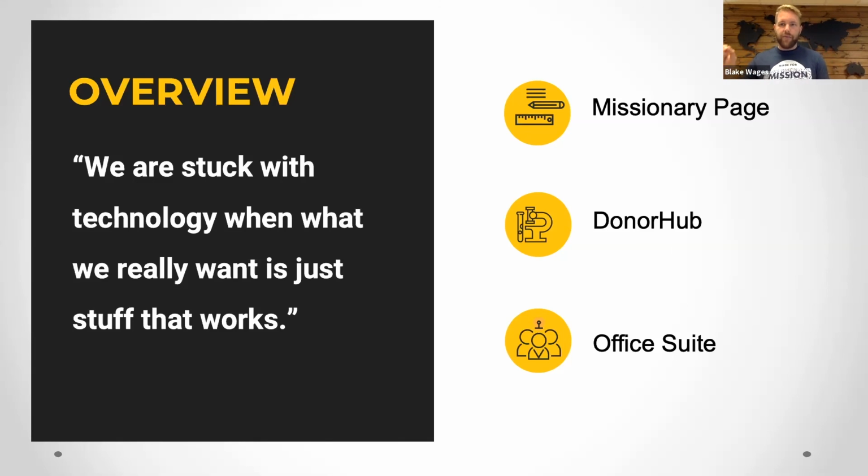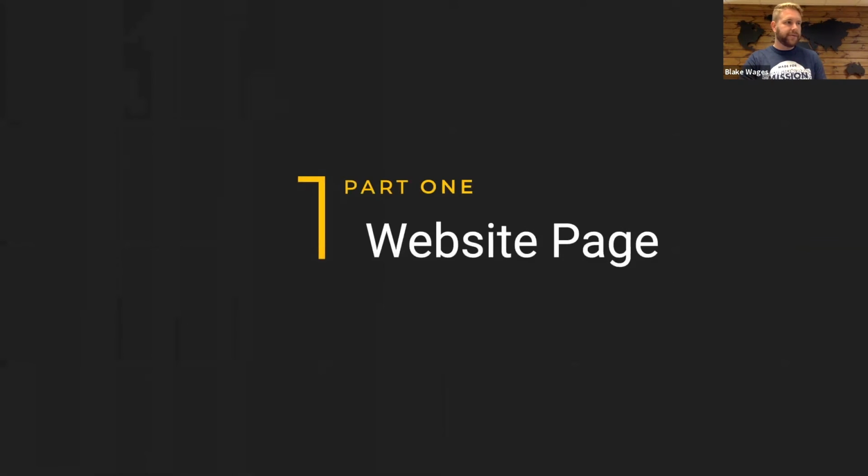So if you forget where the Donor Hub link is or anything like that, or you've lost it on your computer or whatever, My Global is a central place where you can always go to access what you need. And if you have any further questions, you can at least go to My Global and find out who to get in contact with. So moving on to the website, this is your missionary page.